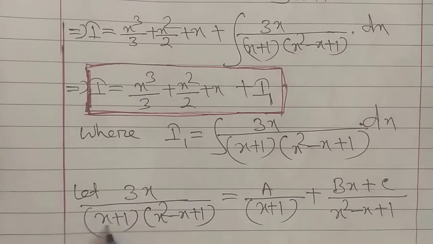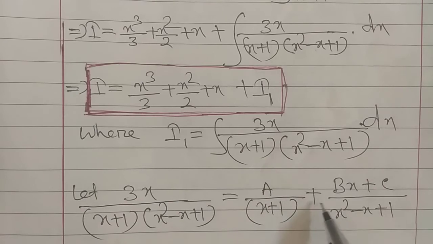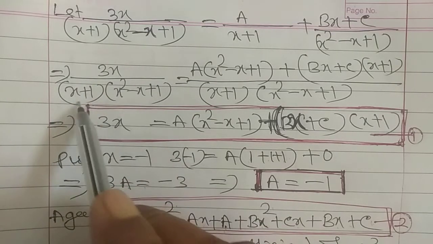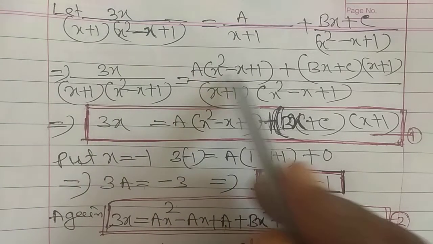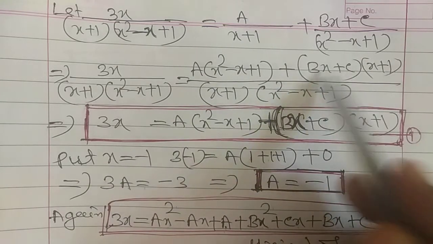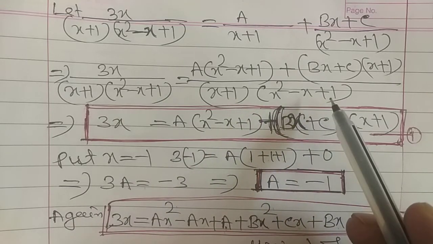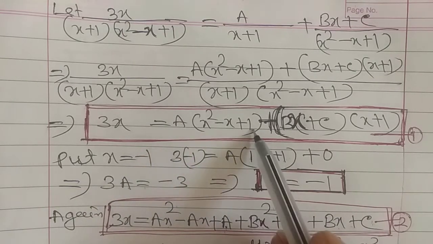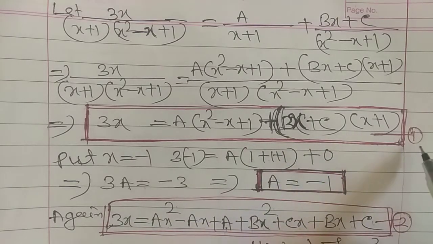Let 3x by (x + 1)(x^2 - x + 1) be equal to a by (x + 1) plus (bx + c) by (x^2 - x + 1). This implies 3x by (x + 1)(x^2 - x + 1) is equal to a(x^2 - x + 1) plus (bx + c)(x + 1) by (x + 1)(x^2 - x + 1), and this implies 3x is equal to a(x^2 - x + 1) plus (bx + c)(x + 1). Let this be equation 1.